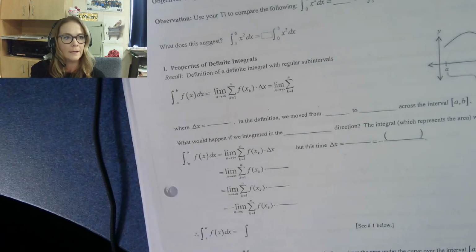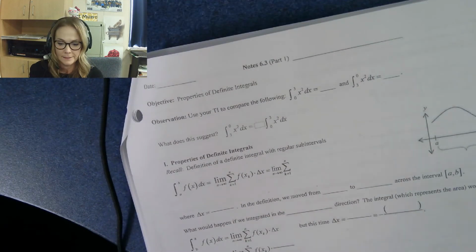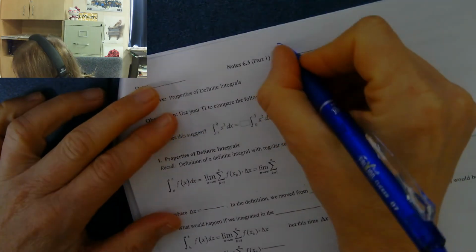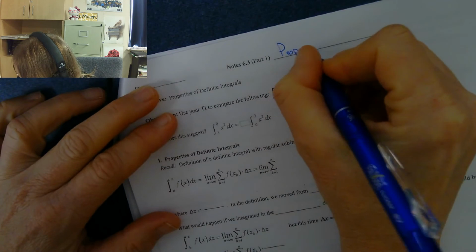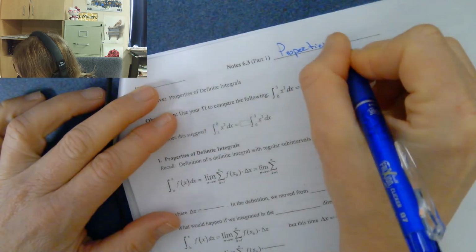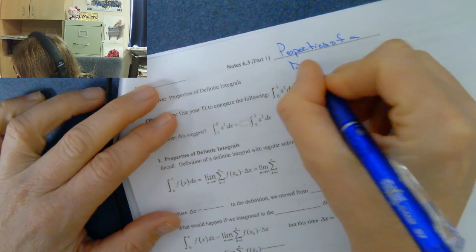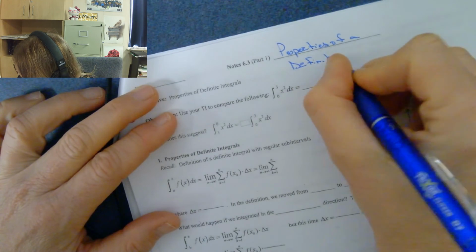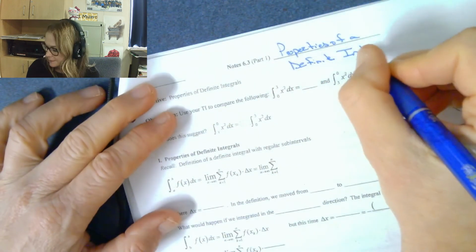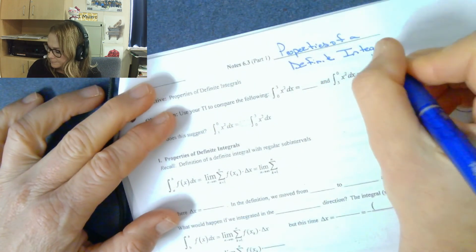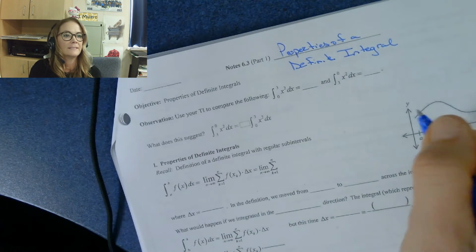3, part 1. Here we go. Properties of a definite integral. We made it through the limit definition, you guys, so we're on the up and up. All right, properties of a definite integral.